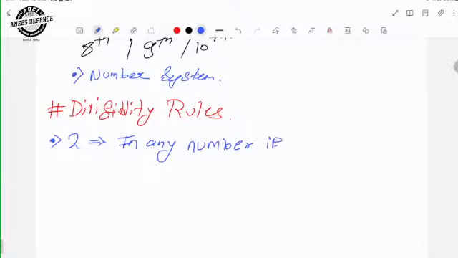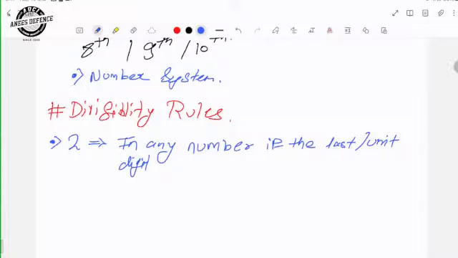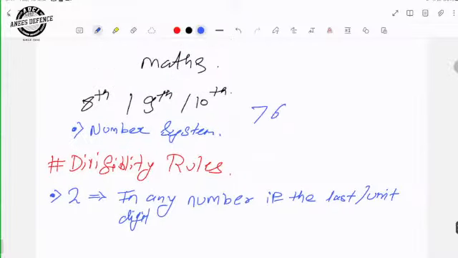if the last, or you can say unit digit, do you know what is meant by unit digit? See, if you have the number 765, this 5 is your unit digit. The last number is your unit digit. It's on the unit place, which is known as the unit place.